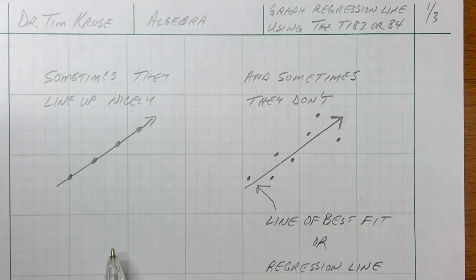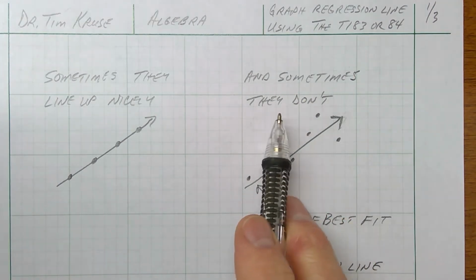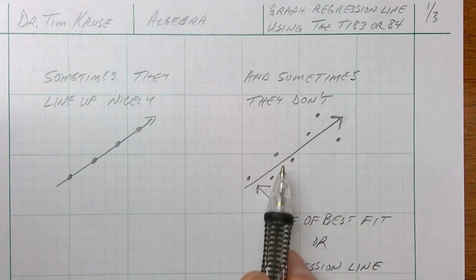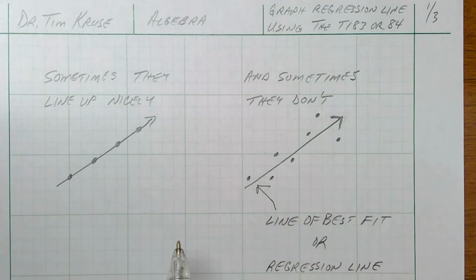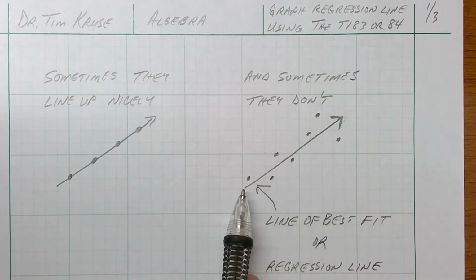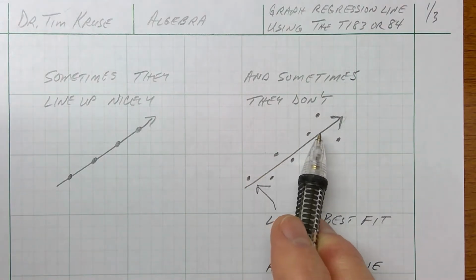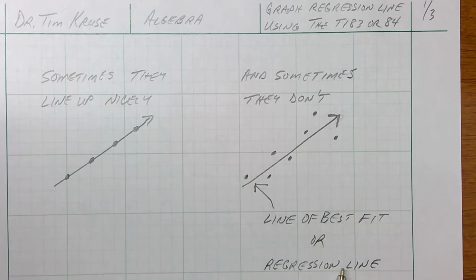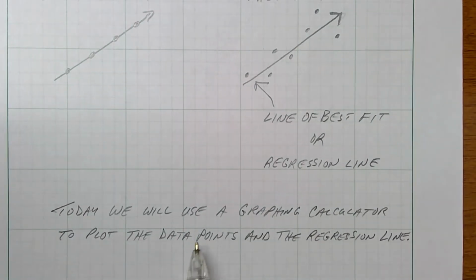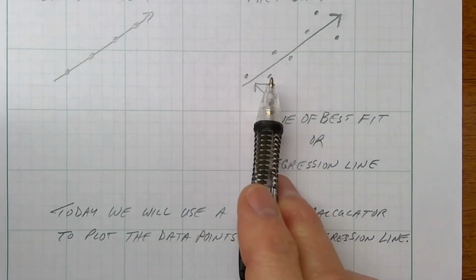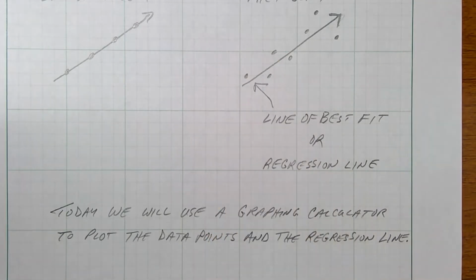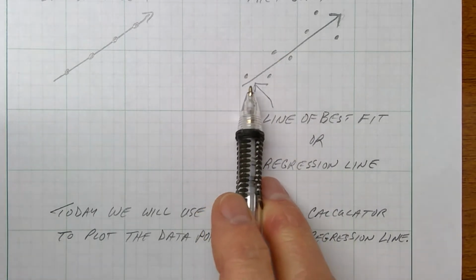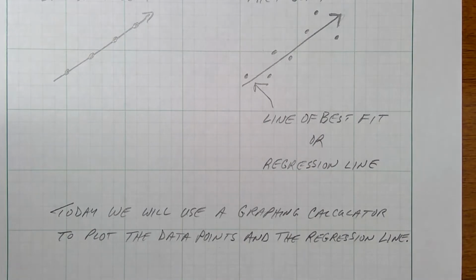Sometimes it's nice if the dots line up and the line goes through every one of the dots. That's nice when they line up nicely. But most of the time in real life, they don't. Your data points will be scattered around, and the best you can do is draw the best line that you can that passes through the middle of the data. We call that a line of best fit, or a regression line. Today we'll use a graphing calculator to plot these data points and to add that regression line onto the graph.